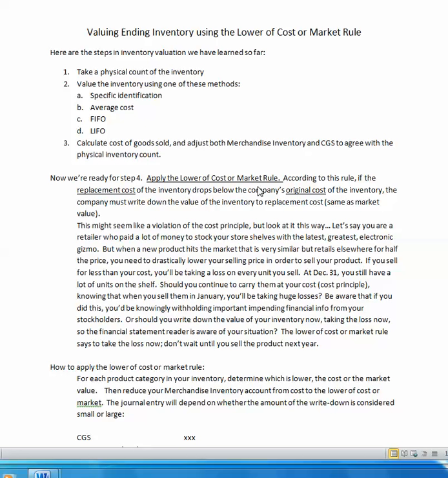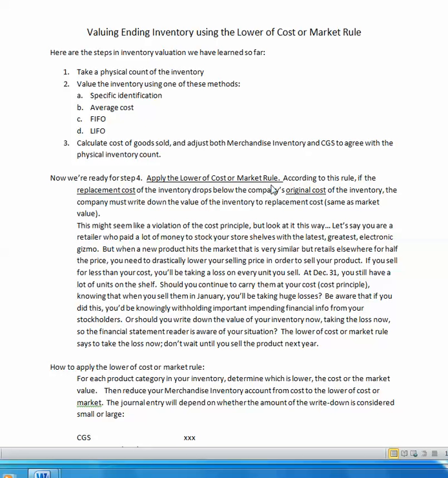But in accounting there's another principle called the conservatism principle. And that one says that you really don't want to puff up your financial statements and make it look like things are better than they really are. It's better to be conservative. So if the value of our inventory has really dropped, we need to write that inventory down to what it would cost to replace it, which is the market price. That's what that refers to.